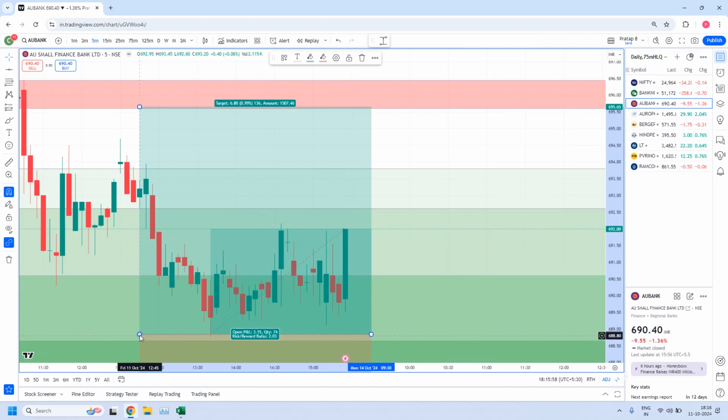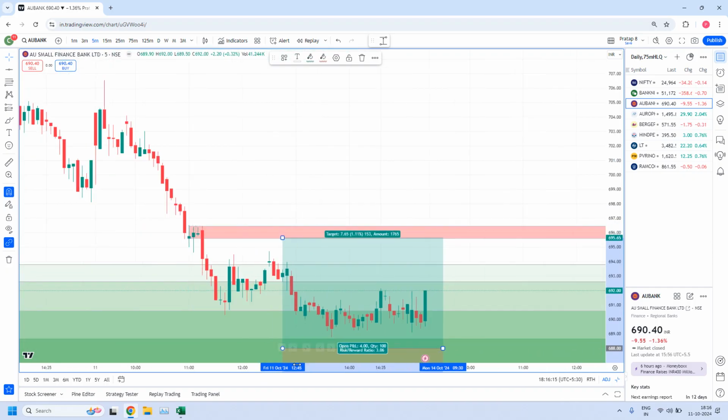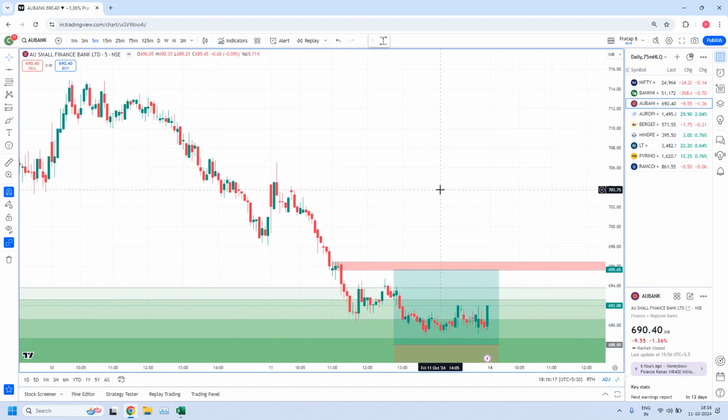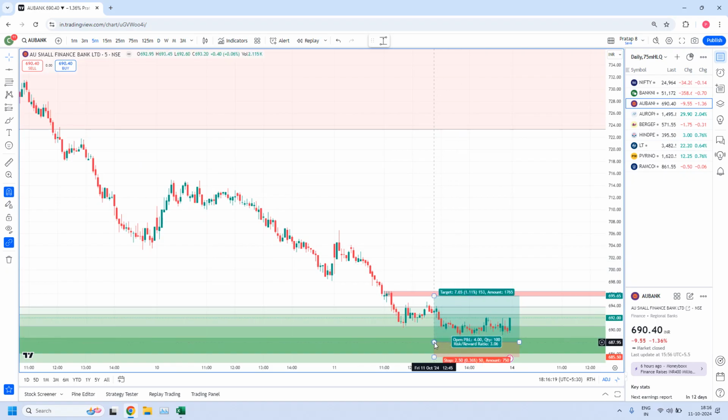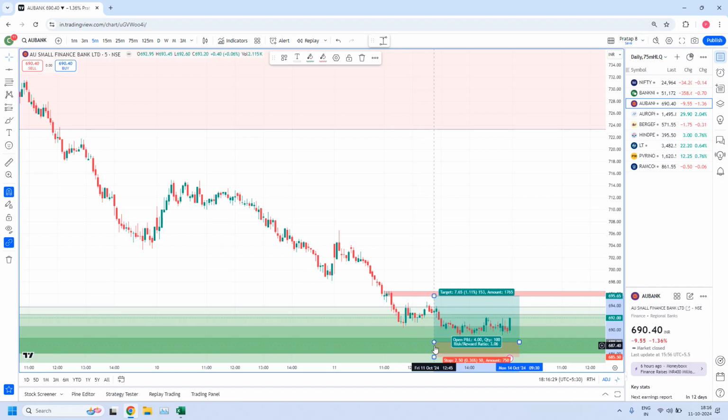That way you can adjust, right? Let me do the adjustment, to see where exactly you need to get the entry to get 1:3 RR. At this price. See, at this price. What is the entry price? 688 rupees. If you would have taken a trade at 688, 1:3 RR is available.